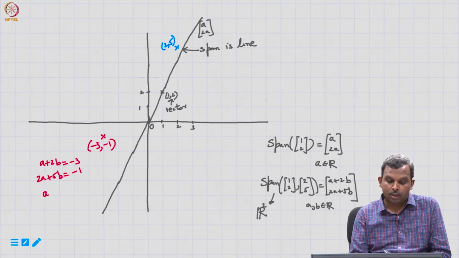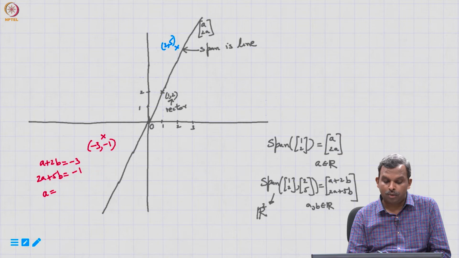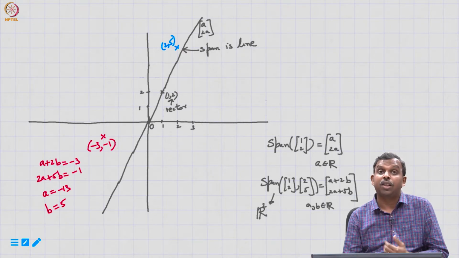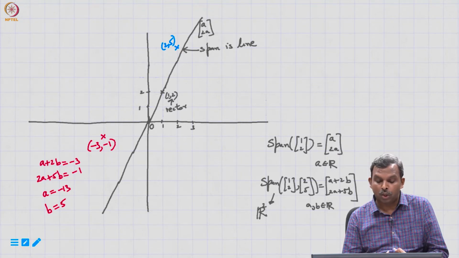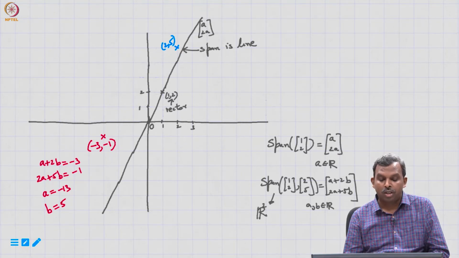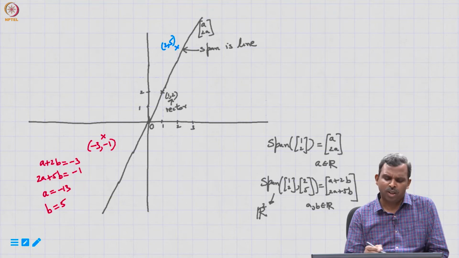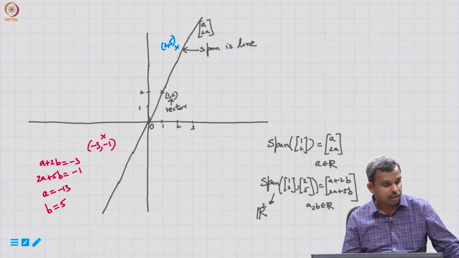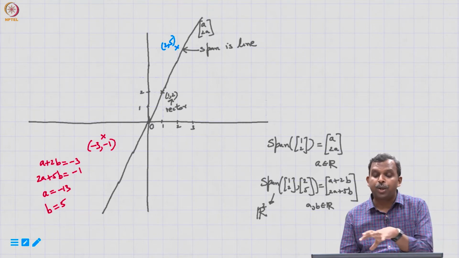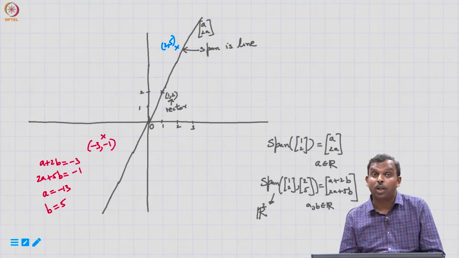If you want to find a and b, you can multiply the first equation by 2 and then subtract the two, so you will get b is 5, and once b is 5, you will get a to be -13. So if you take the linear combination -13 times (1, 2) plus 5 times (2, 5), you will end up getting (-3, -1). This way you can solve for the whole thing and convince yourself that whatever point you want in R2, you can get as the span of (1, 2) and (2, 5).